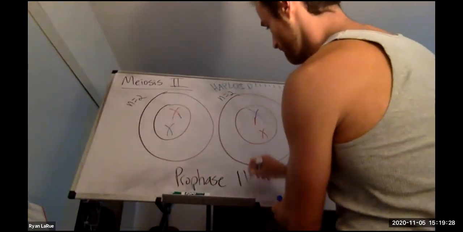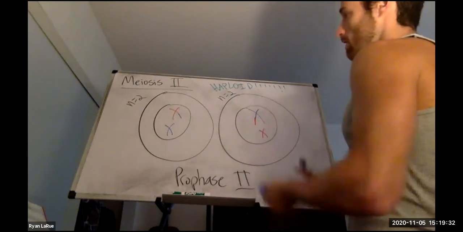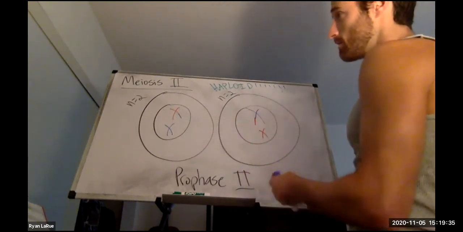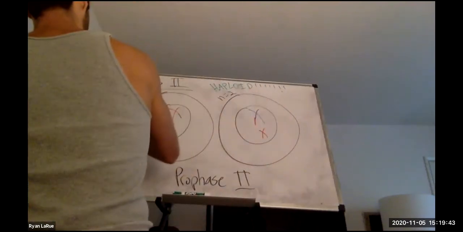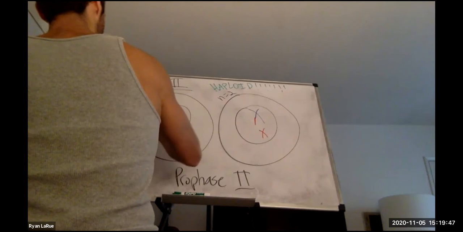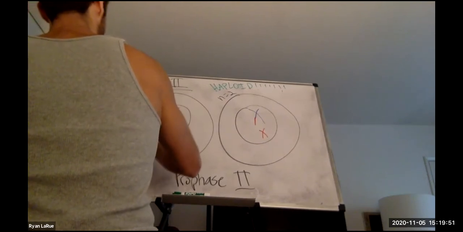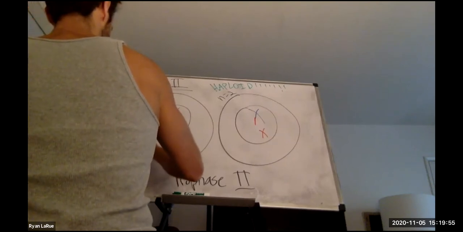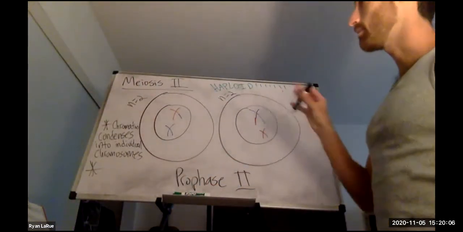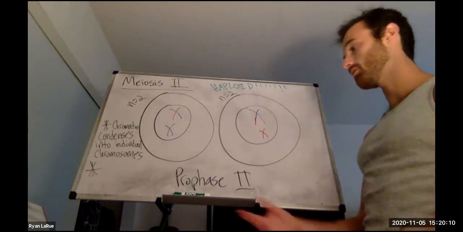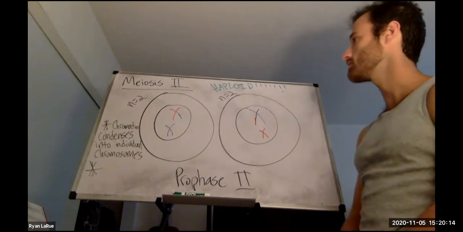But in prophase two, so let's do prophase two. At the very beginning of meiosis two, the chromatin will condense after this brief interphase. Chromatin condenses into individual chromosomes. And then what else happens during prophase? Similar to mitosis, similar to even prophase one. Who remembers what else is going to happen?